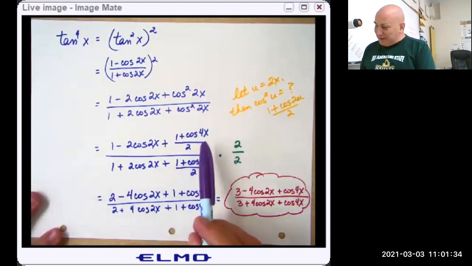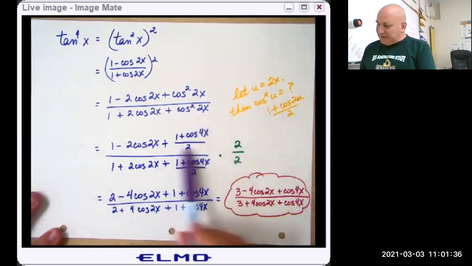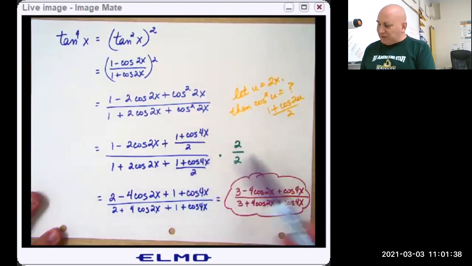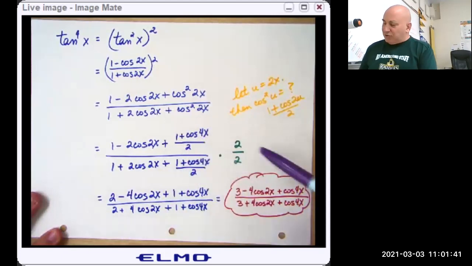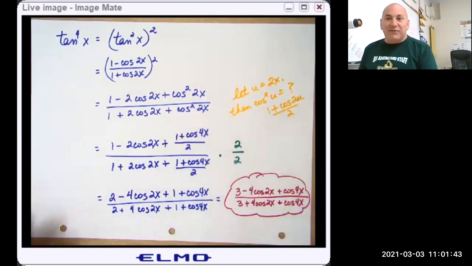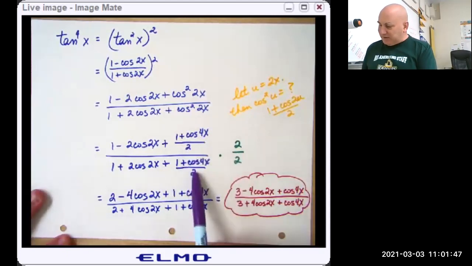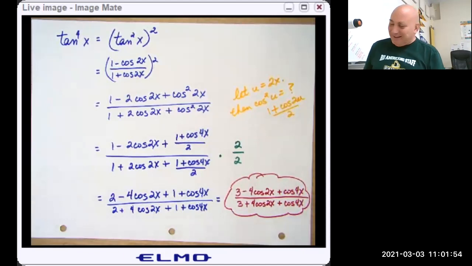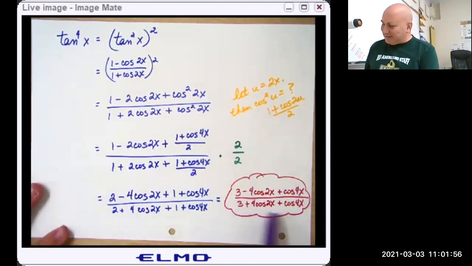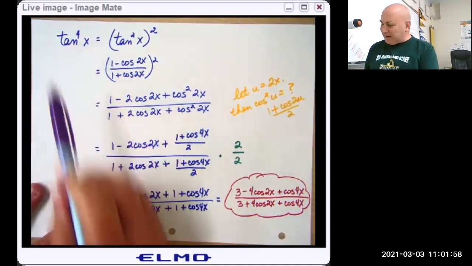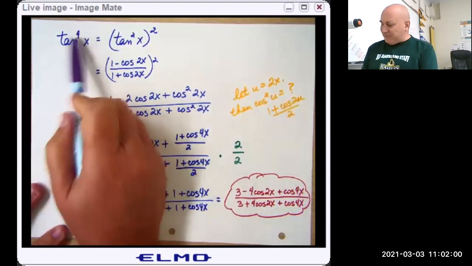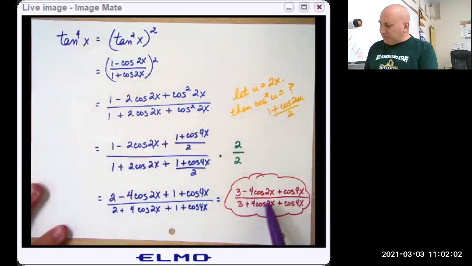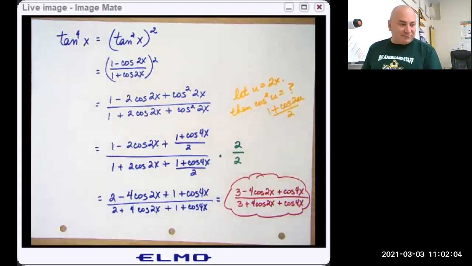Now we end up with this thing here with a fraction, and numerator and denominator, just going to multiply top and bottom of the fraction by 2 to get rid of these internal fractions. And it simplifies, if you want to call it simple, to this. So tangent to the 4th of x, we want to get rid of that 4th power, would simplify to this.